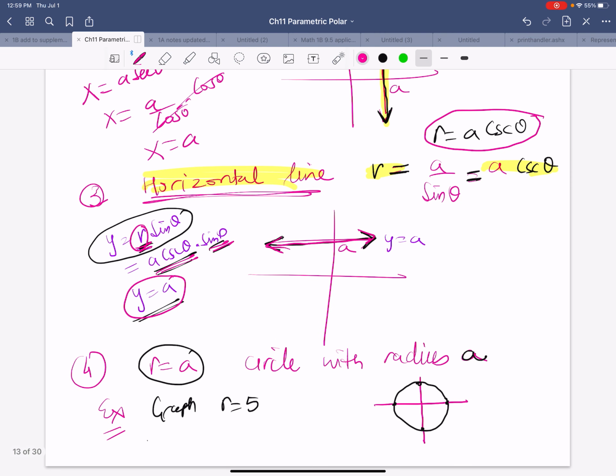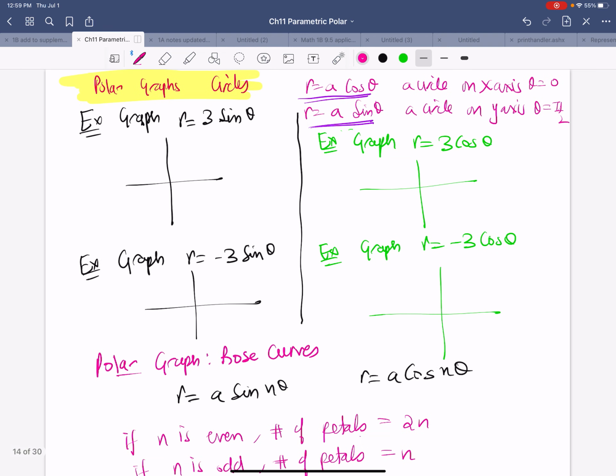Next, we're going to graph r equals a. That's going to be a circle with the radius a. Graph r equals 5 would be a circle with the radius 5, centered at the origin. Now, polar graph circles, when we have circles of the form a cosine theta or a sine theta. A circle r equals a cos theta will be on the x-axis. R equals a sine theta would be on the y-axis. So a cos theta will be along the line theta equals 0. A sine theta will be along the line theta equals pi over 2.